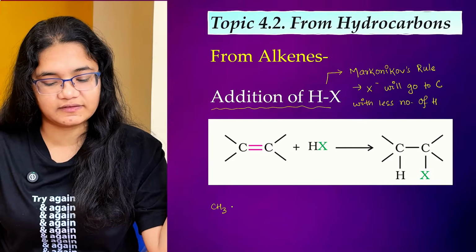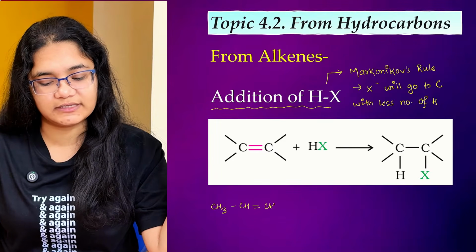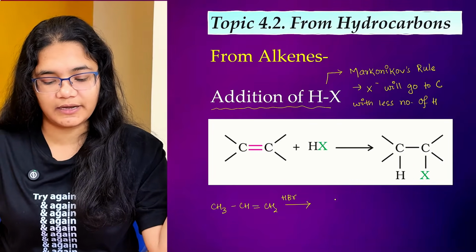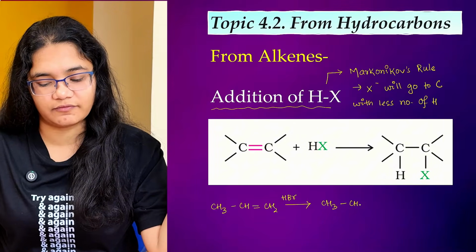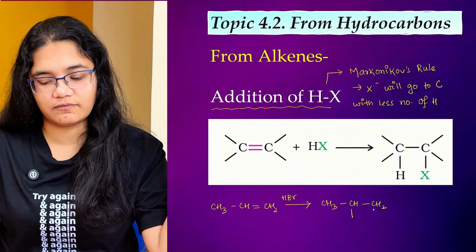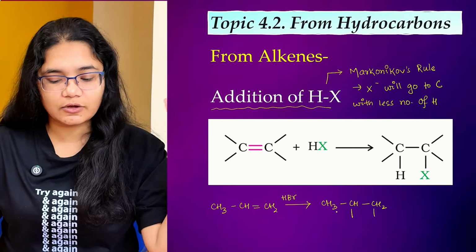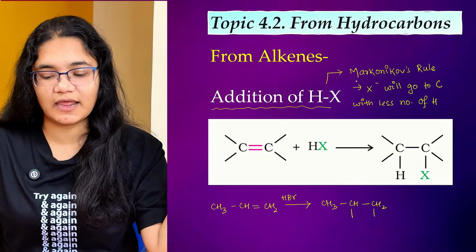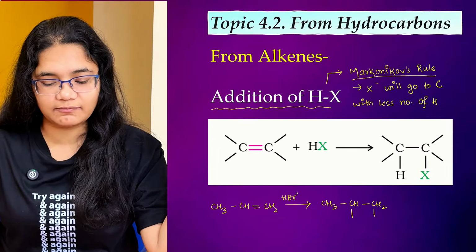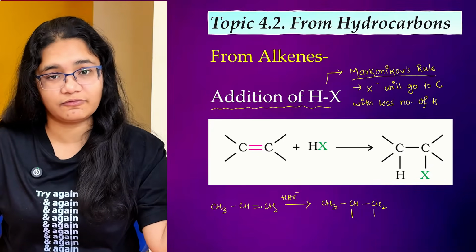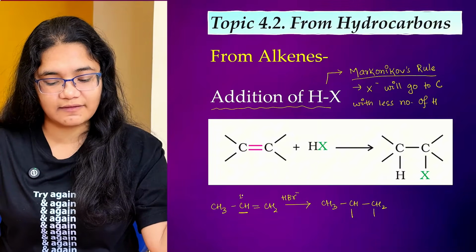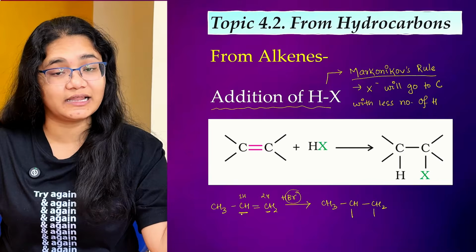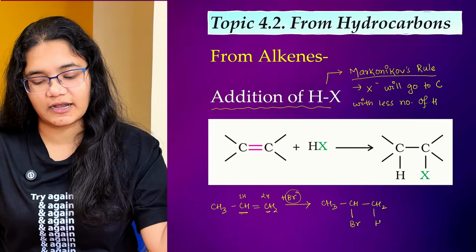Let me give you an example. Suppose I have propene, CH3-CH=CH2, and I'm adding HBr. The double bond will break and you will have two single bonds instead. Here one bond will be attached and here one bond will be attached. The question arises: to which carbon will bromine be attached and to which carbon will hydrogen attach? For that we have Markovnikov's rule, which says the negative part, this X, will go to the carbon with less number of hydrogen. This carbon has 1 hydrogen and this carbon has 2 hydrogen. So Br will attach here and H will attach here.